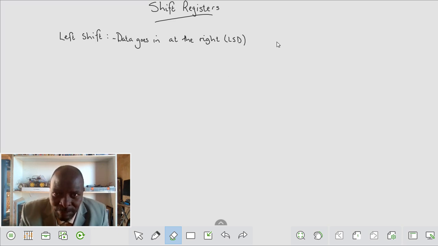If I write a number, obviously the LSD is going to be the one that is at the right. So therefore, the data goes in from the least significant digit side.